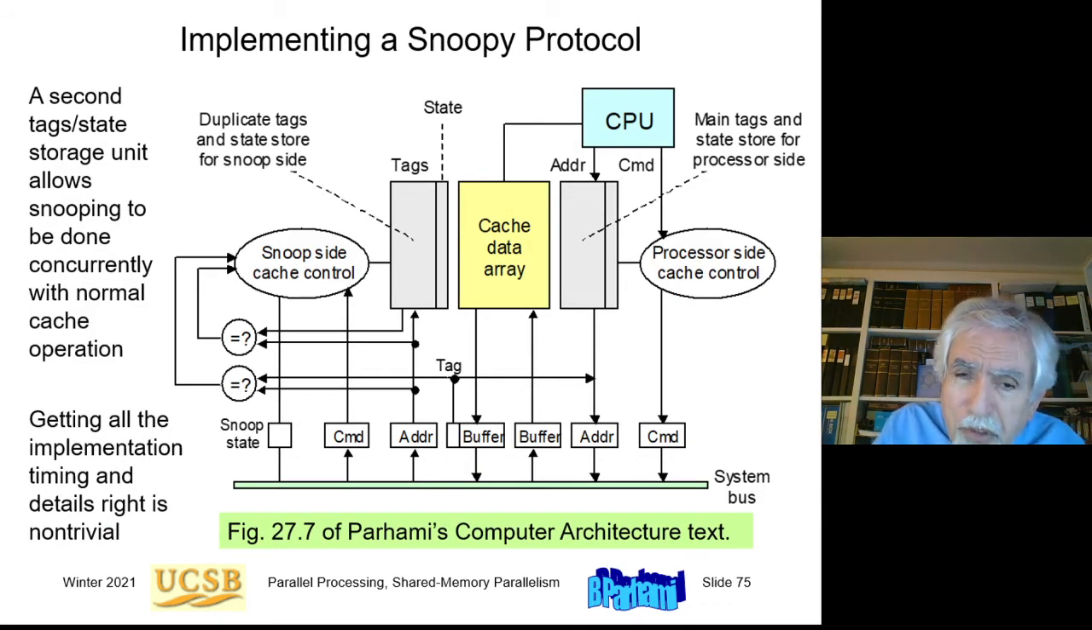Implementing a snoopy protocol is not that hard, and this is one possible implementation. So the cache memory typically has a tag store, where whenever the CPU wants to access data in cache, it looks at the tag to see if this line contains valid data that the CPU is looking for. If there's valid data, it fetches it.